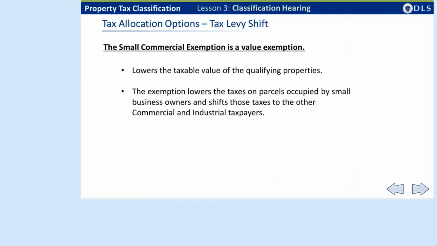Like the residential exemption, the small commercial exemption is a value exemption. It lowers the taxable value of the qualifying properties. This business-friendly exemption results in lower taxes on parcels occupied by small business owners and shifts those taxes to other commercial and industrial taxpayers.